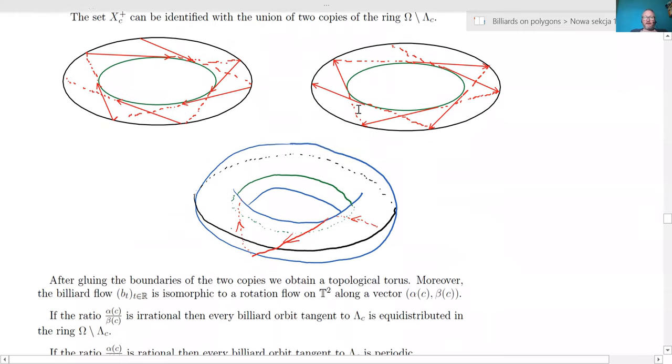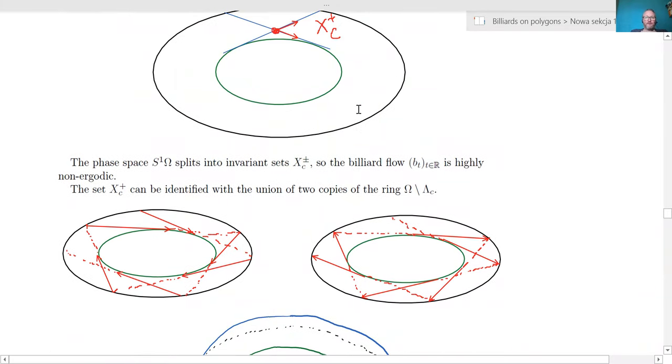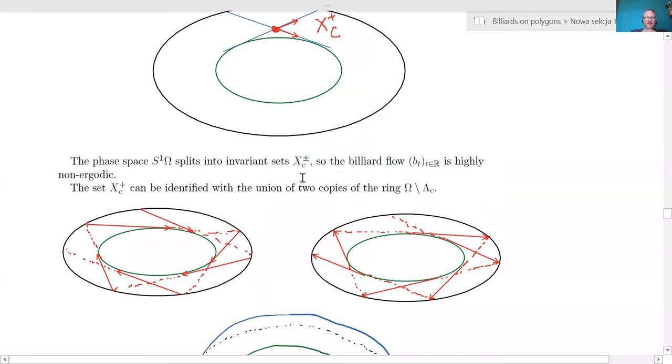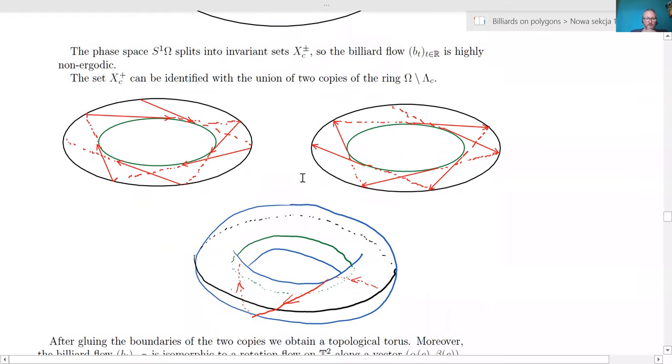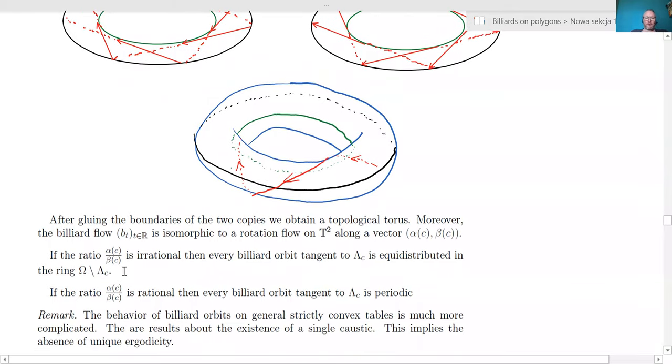Okay, so it means that we are able to understand the dynamics of the billiard flow restricted to any set X, C, plus, minus. This dynamics is isomorphic to the rotation on the torus. And if we know this fact, then all dynamical properties depend on the value of this ratio. I should mention that this ratio can be computed explicitly. This is a ratio of some elliptic integrals, which are non-trivial.